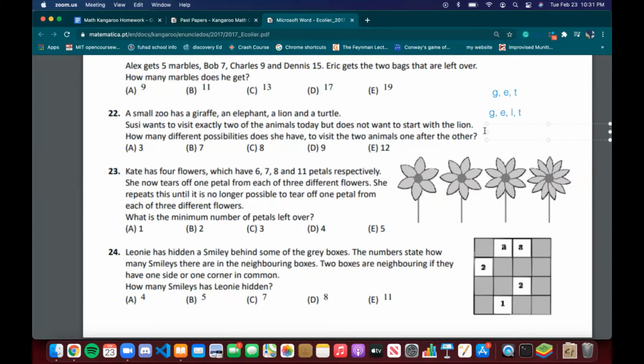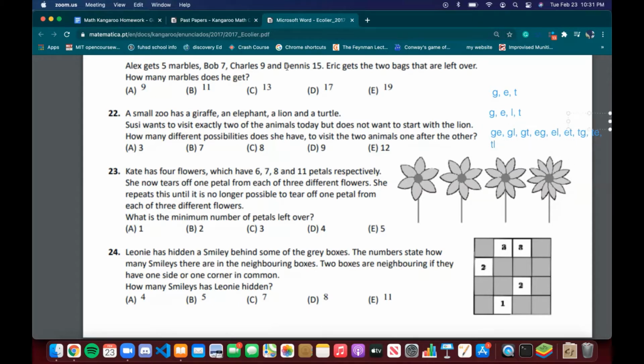Let's just write down all the possibilities. And you cannot visit any twice. So you cannot have GG or EE or TT. So GE. Now I just write down all the possibilities. GL, GT, EG, EL, ET, TG, TE, TL.